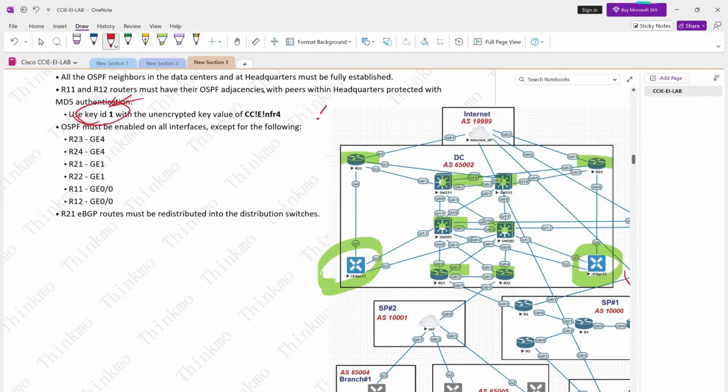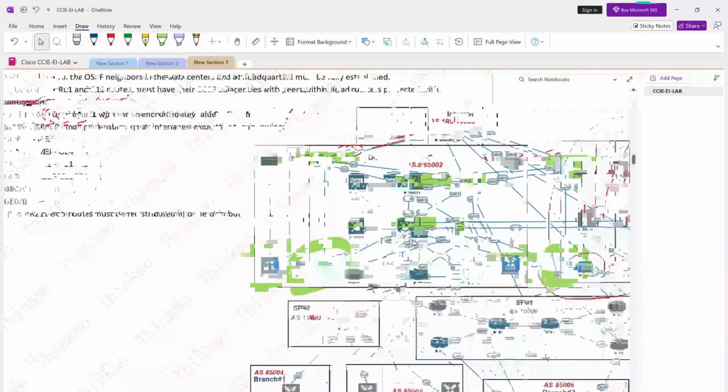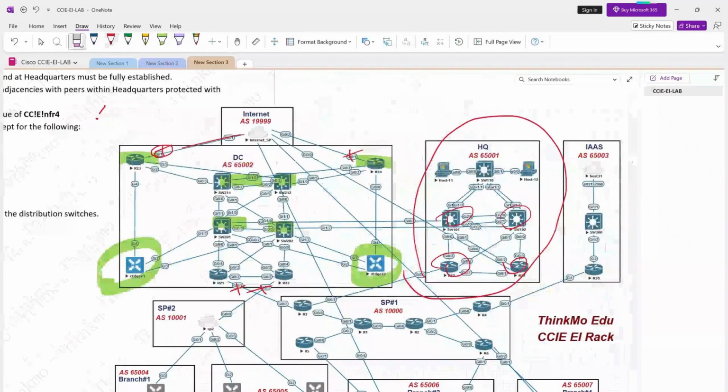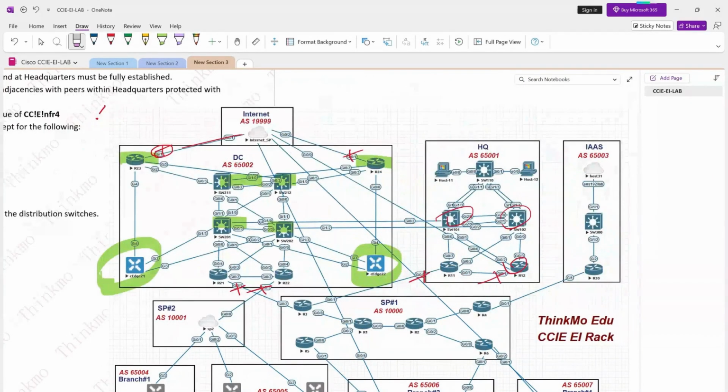In addition, there are several devices where certain interfaces do not need to be advertised. That is, the interface connecting to the ISP does not need to be advertised, and this interface also does not need to be advertised. Then for interfaces 21 and 22 below, these two interfaces also do not need to be advertised. Also, interfaces 10, 11, and 12 are the same. The interfaces connecting to the ISP do not need to be advertised, so this interface and this interface do not need to be advertised. So pay close attention to these connections.